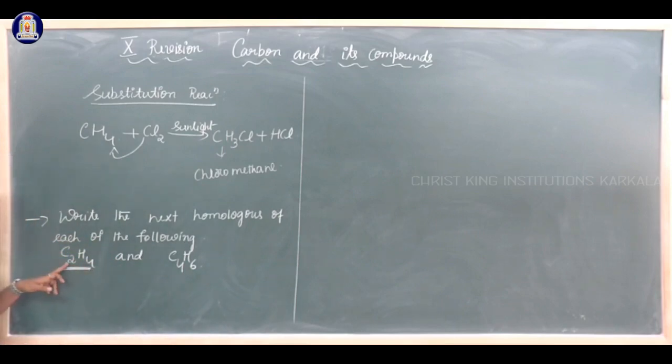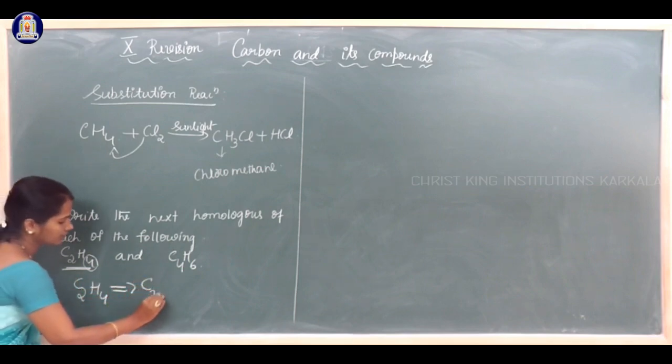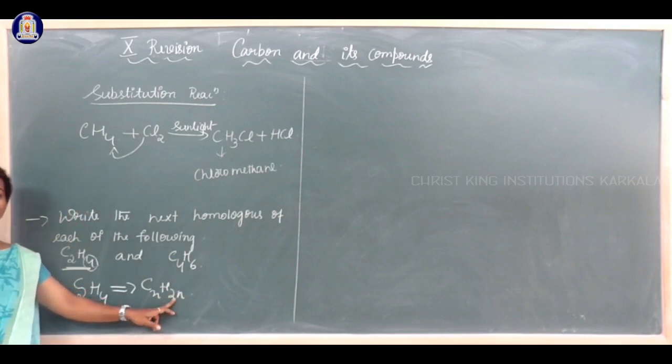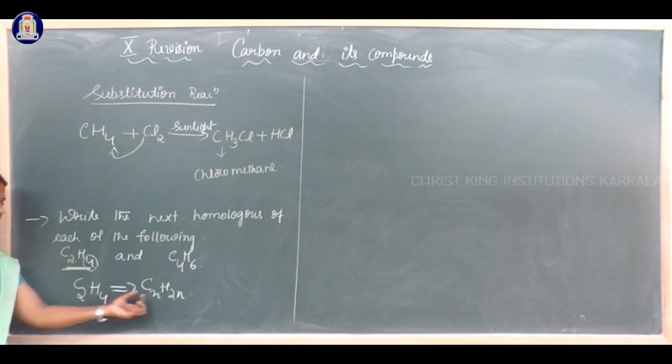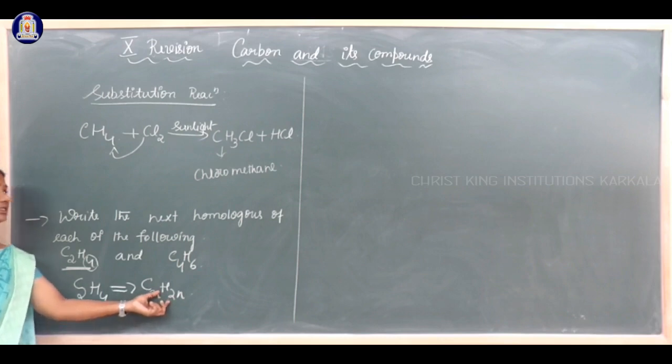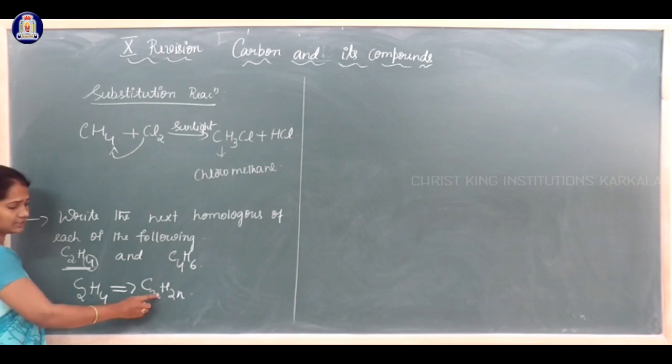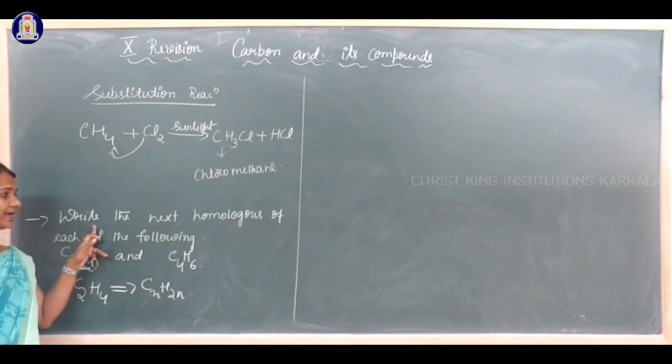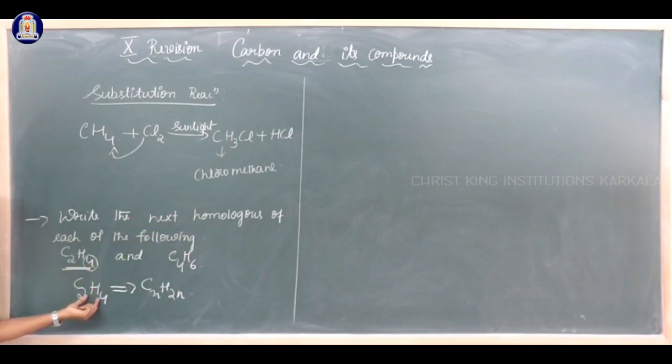This is C2H4. See the number of carbon atoms, 2 carbon atoms, and 4 hydrogen atoms. So, what is the relation between number of carbon atoms and hydrogen atoms? Hydrogen atoms are double the carbon atoms. So, this is in the form of CnH2n. What is the name of this compound? This is alkene. This is the general formula of alkene. The question asks for the next homologous. After C2H4, the next compound is C3H6, with 3 carbon atoms and 6 hydrogen atoms.